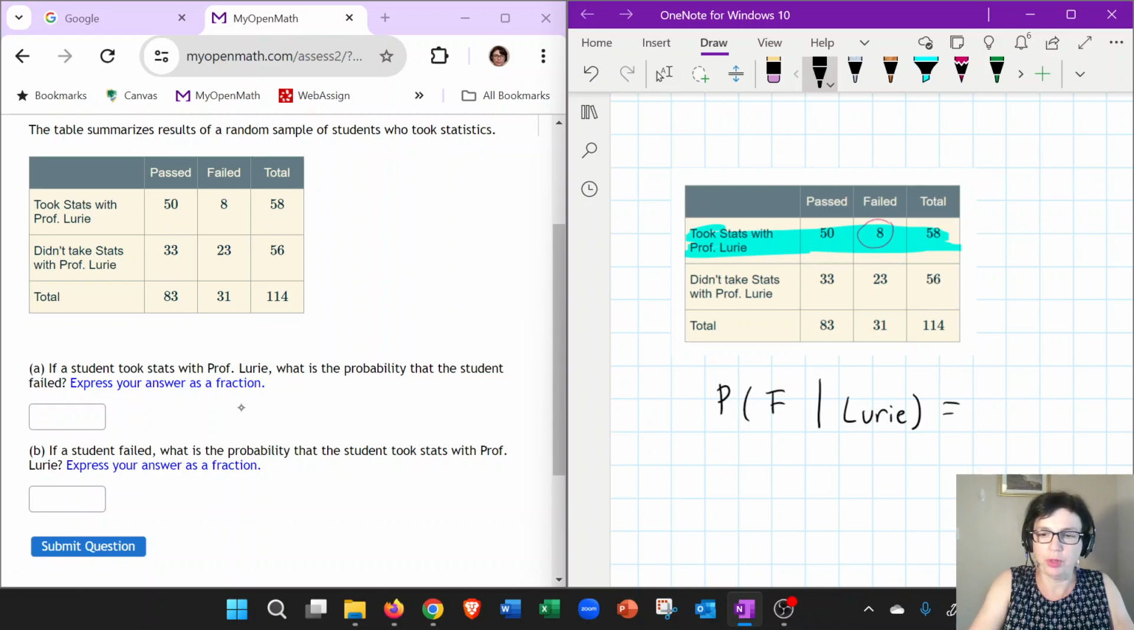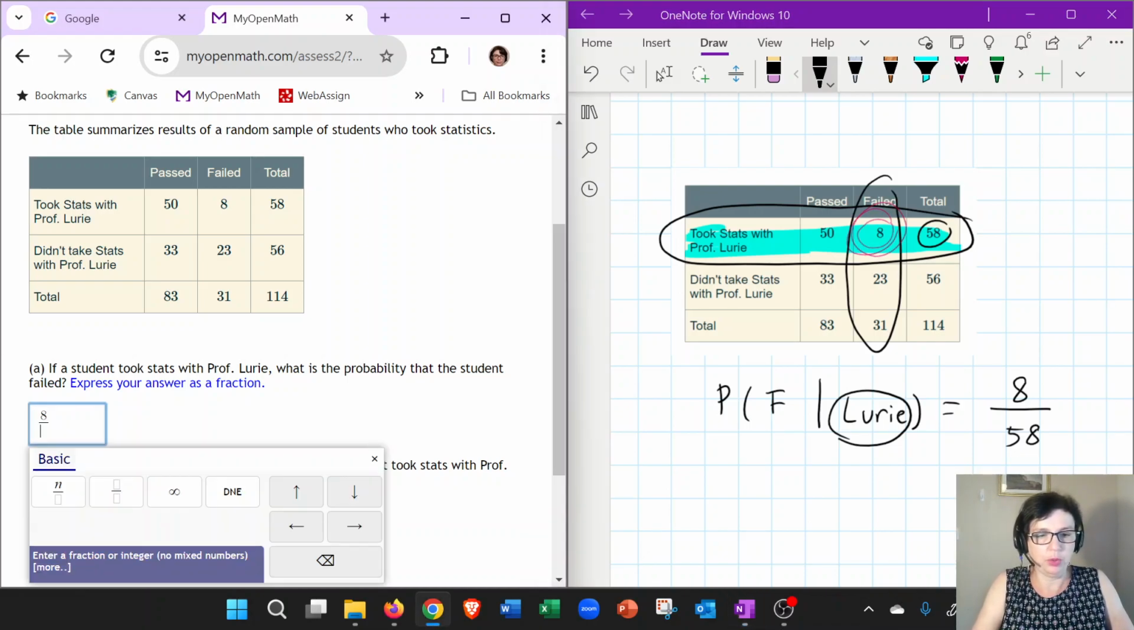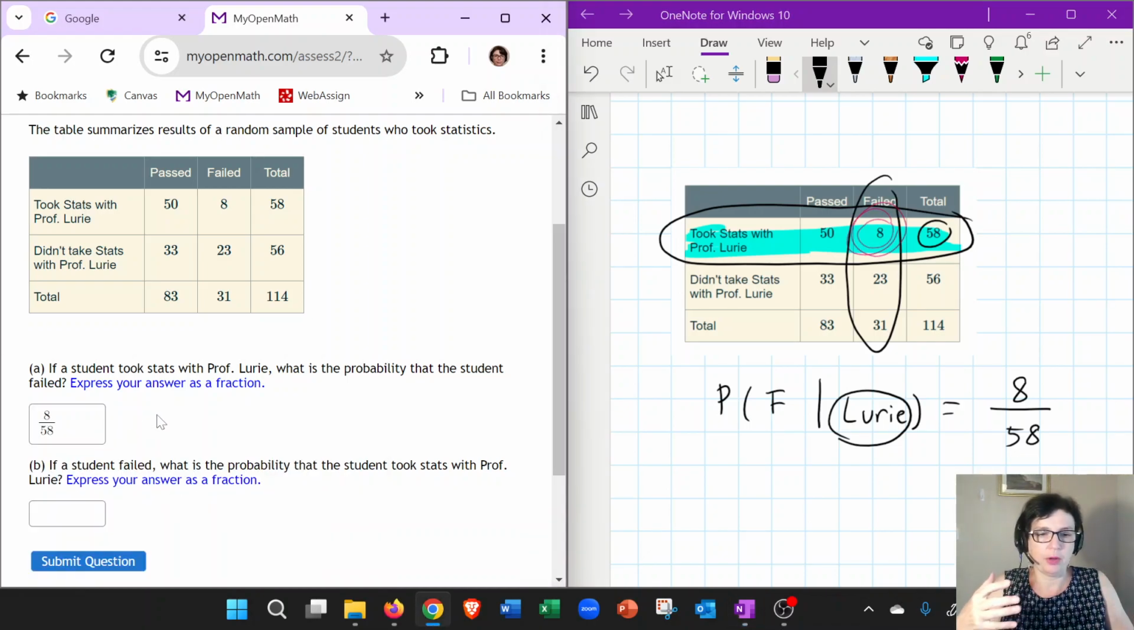So how do I do that? On the bottom, I always put what's given, the total in what's given. So that would be the 58, and that's going to go on the bottom. On the top is the overlap. Where is failed overlapping with took stats with me? The overlap is going to happen right here, so that's going to be the 8. So that should be 8 divided by 58. Now you do not need to reduce it. All I care about is, do you understand what is divided by what?